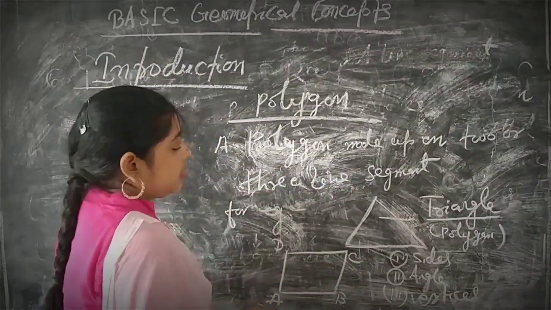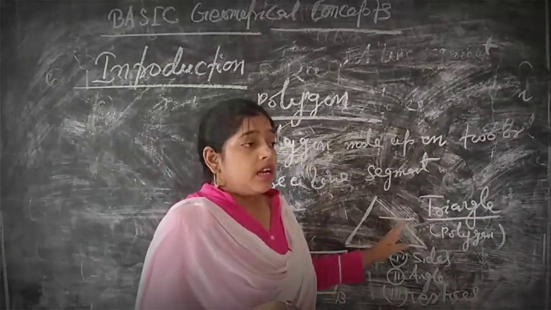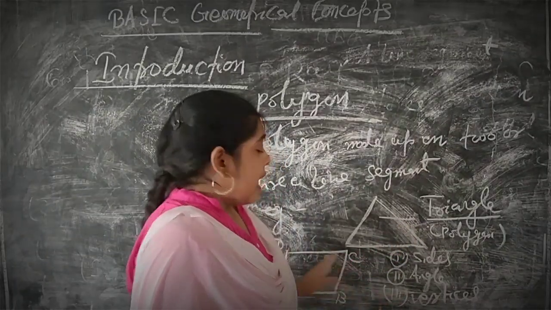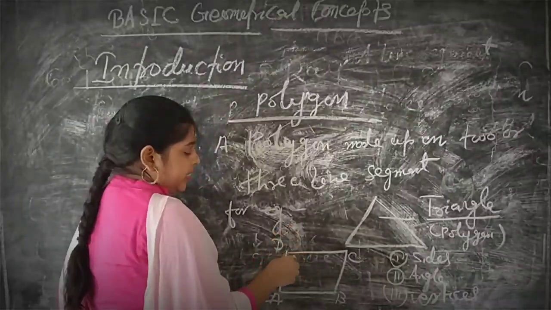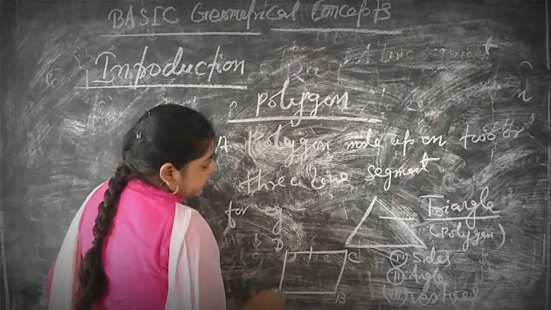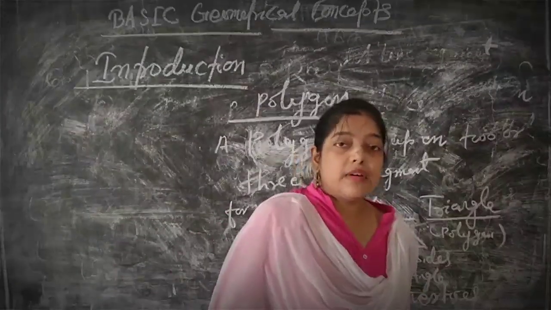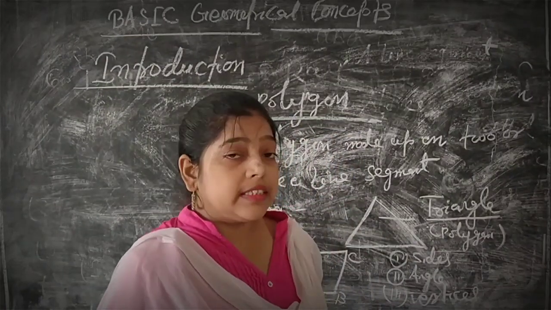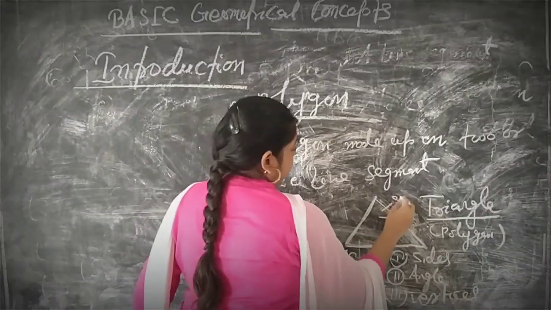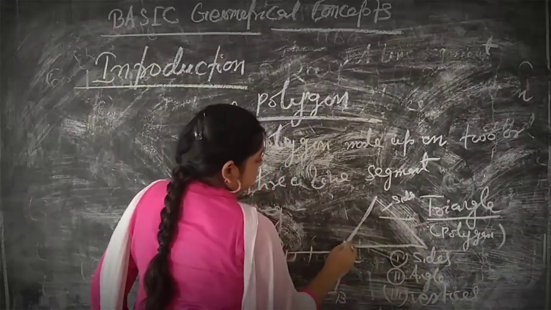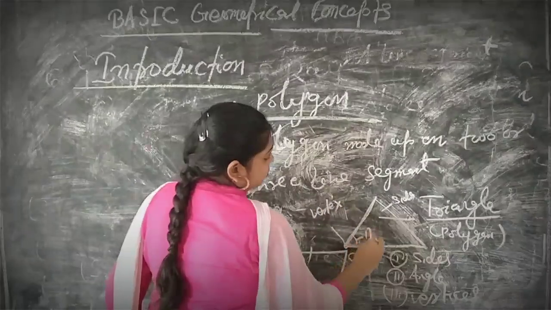A triangle is the same as a quadrilateral, but one thing is different. A triangle has three sides and a quadrilateral has four sides, but both have sides, angles, and vertices. So a triangle is a polygon made up of three line segments. This is the symbol of the sides, this is the symbol of the vertex, and this is the symbol of the angle.